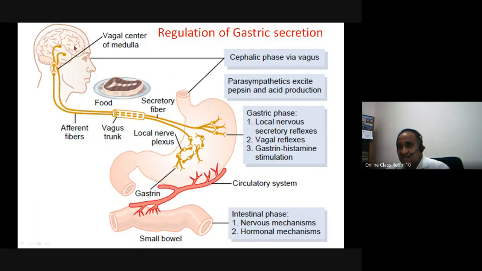So this is the sight and the smell and whatever the taste of the food that will be activating, that's cephalic phase. Then we have a gastric phase where it is being governed by the vagal reflexes, the local reflexes, and the humoral factors. Then we have the intestinal phase where the nervous mechanisms, that means the enterogastric reflex, and hormonal mechanisms which are operating, they will try to modulate the gastric secretion.